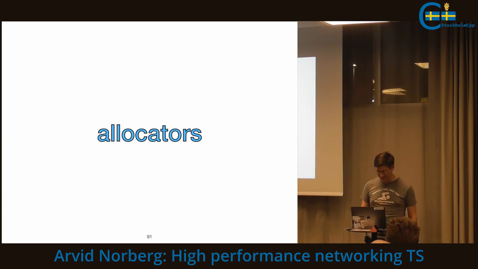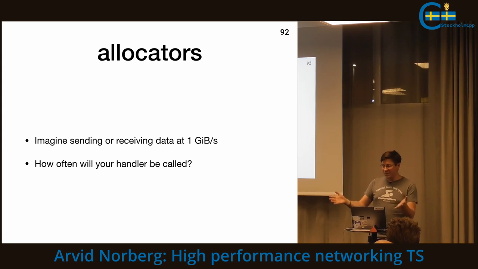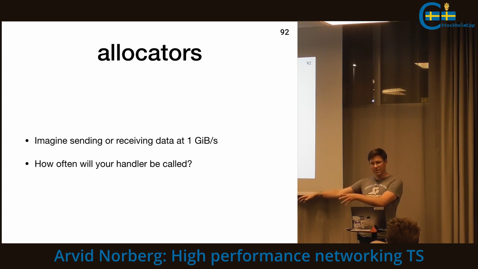So bear with me. Imagine that your connection object is sending or receiving bytes at, say, a gigabyte per second. Your on read and your on write handler might be called quite frequently. And to actually heap allocate a handler object might be costly.